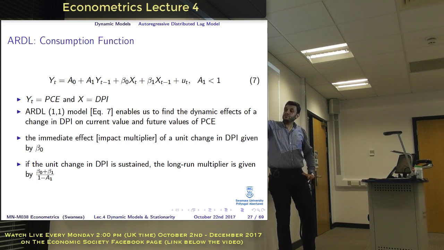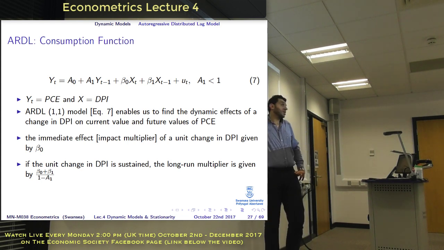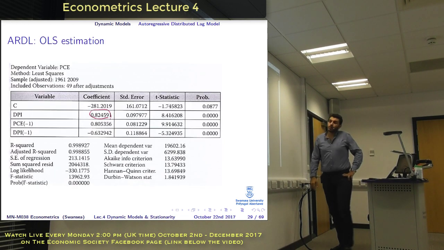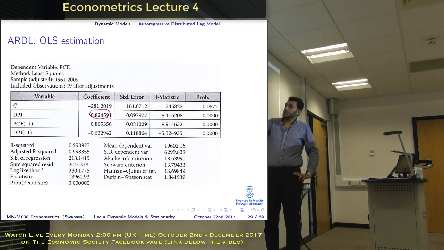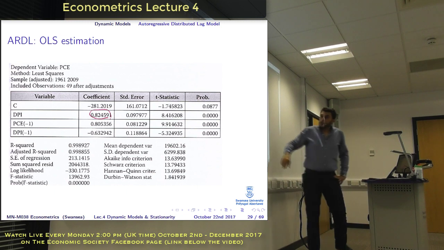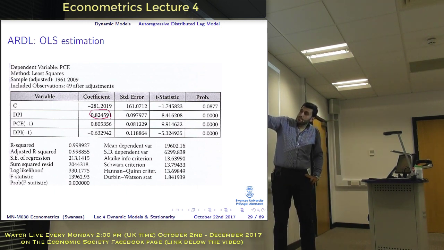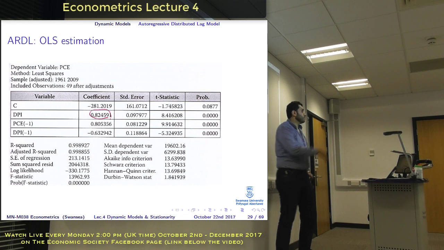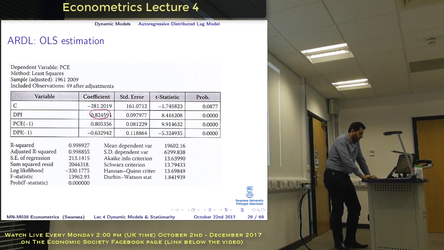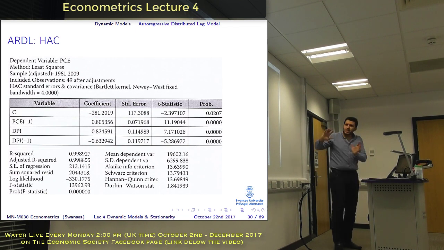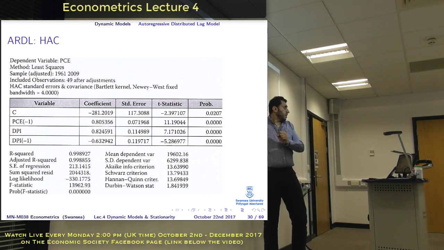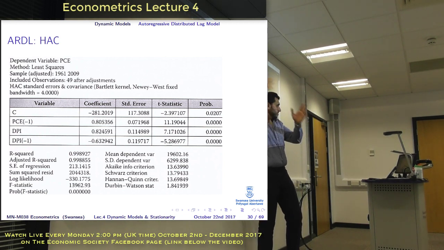So this one plus this one divided by 1 minus A1. A1 here is the coefficient of the lagged dependent variable, which is here, 0.805356. So this is the estimation of A1. So it should be this plus this divided by 1 minus this. That should give you the long run impact of a unit change in income. And again, this is the same model. The only difference is that we use the heteroscedasticity and autocorrelation consistent standard errors.